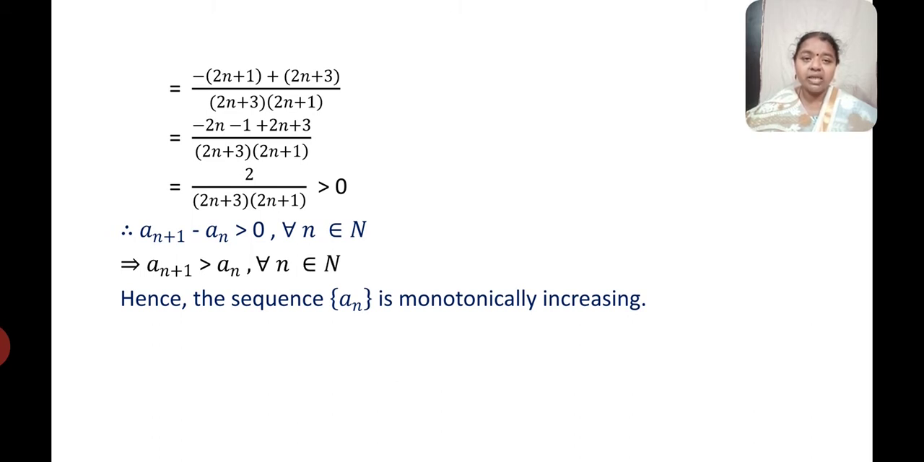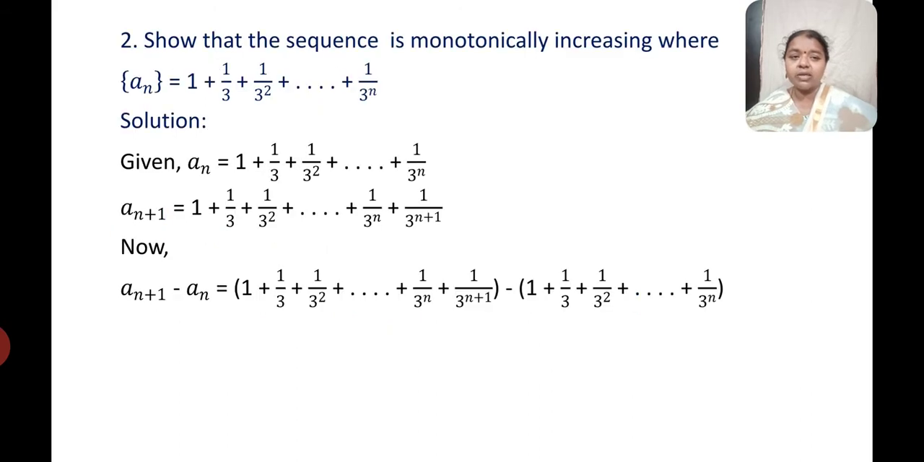This is greater than 0. Therefore, an plus 1 minus an is greater than 0 for all n belongs to N, or an plus 1 is greater than an. Hence, the sequence is monotonically increasing.